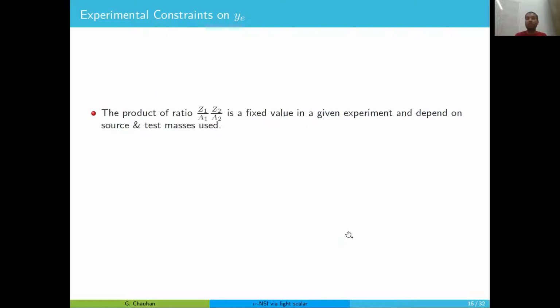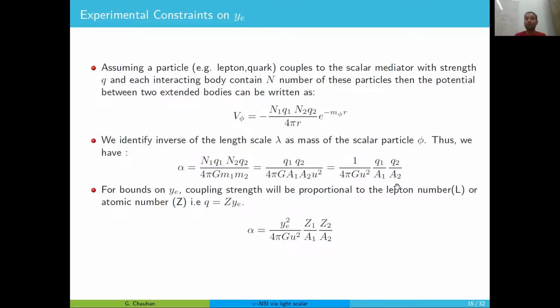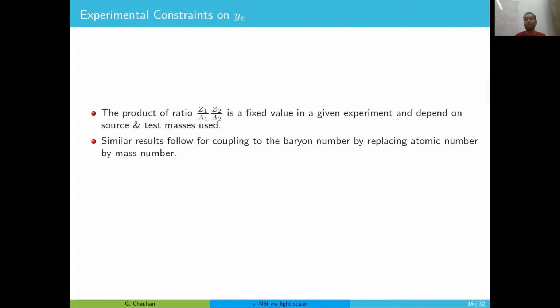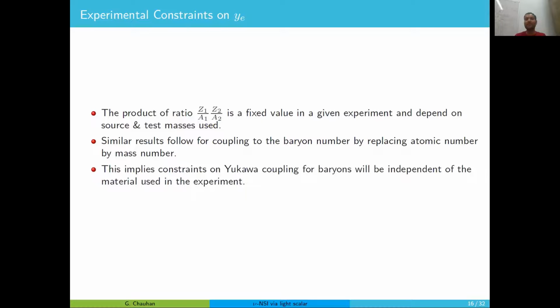For the case where you want coupling to nucleons, you will find that you have to replace this q1 and q2 with the baryon number. And for the case of baryon number, this is proportional to just the mass number of the test mass and source mass being used. In that case, those ratios are independent of the materials being used. So for the case of coupling to nucleons, this effect is independent of the materials being used in the experiment.